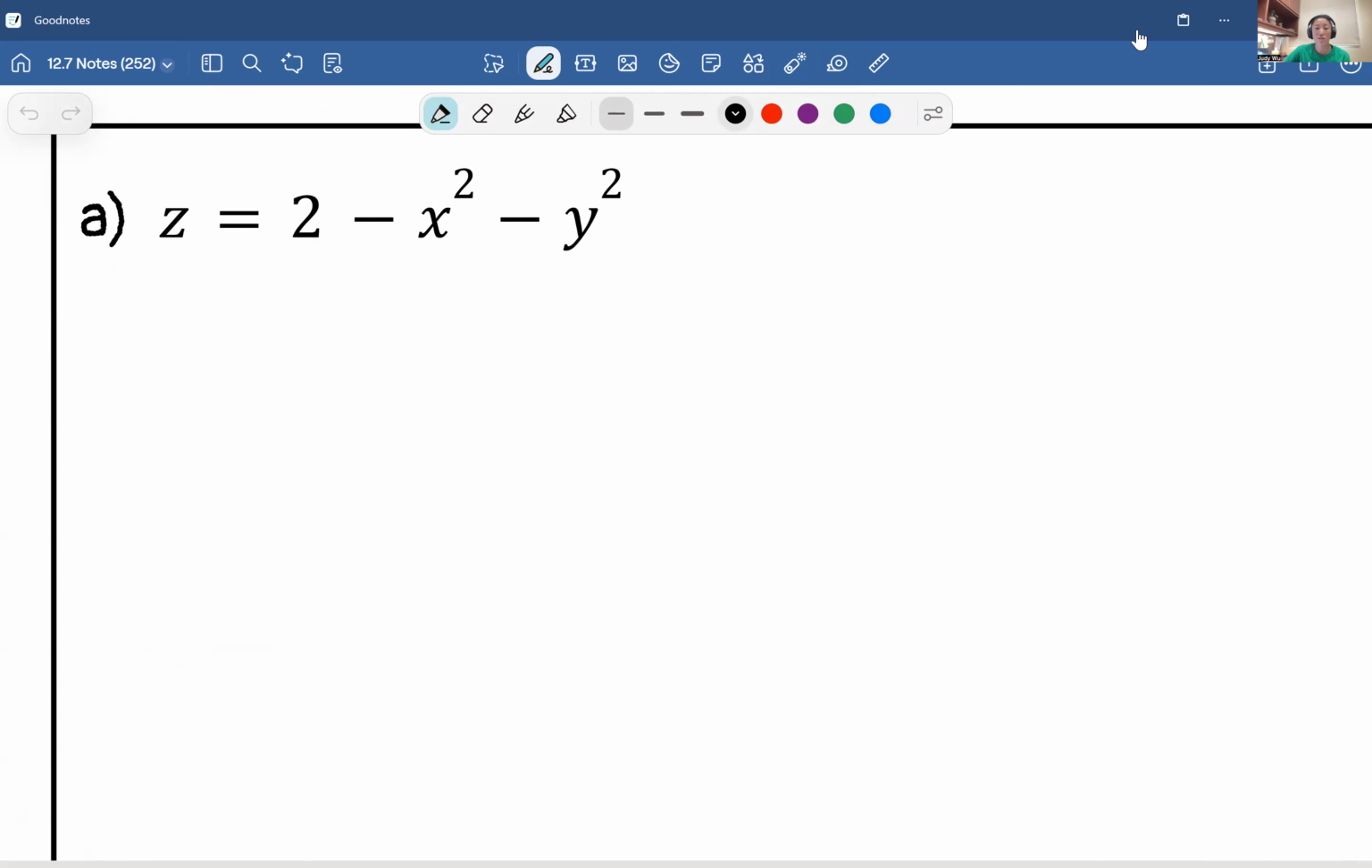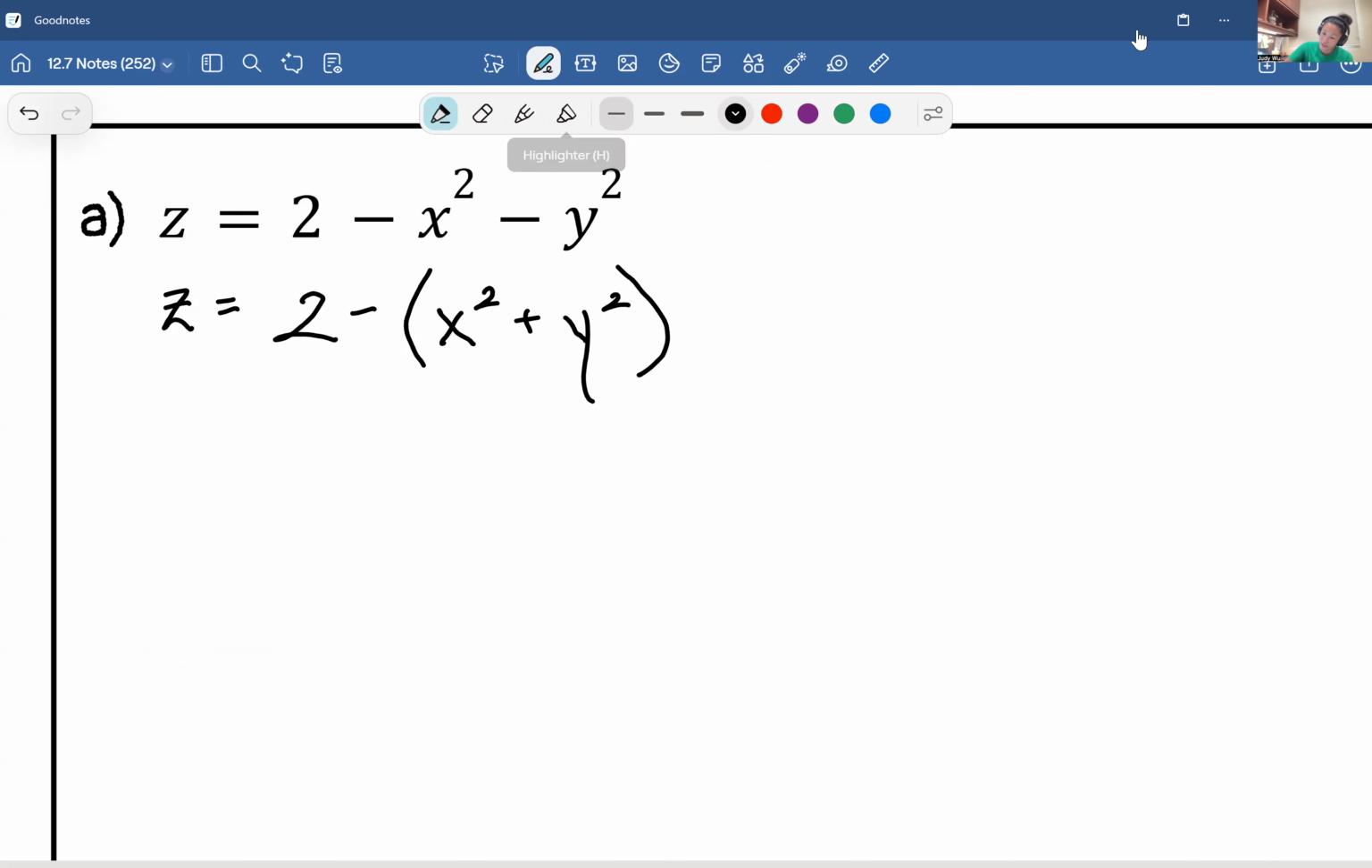Now, this doesn't necessarily look like one of the equations on the quadric surfaces graphic organizer. But I want to do a little bit of algebra here and see if we can't kind of suss out what it is that we're looking for. Okay. So we've got z equals 2 minus, and I'm going to go ahead and factor out a minus sign from the x squared and the y squared. And so when I do that, I really get z equals 2 minus the quantity x squared plus y squared. And if we remember from our graphic organizer, if we have a z equals x squared plus y squared, that shape is an elliptic paraboloid.